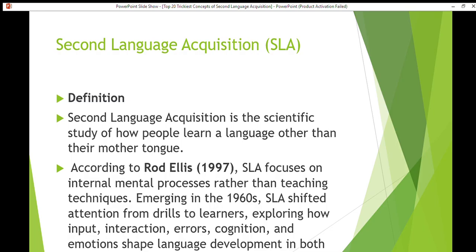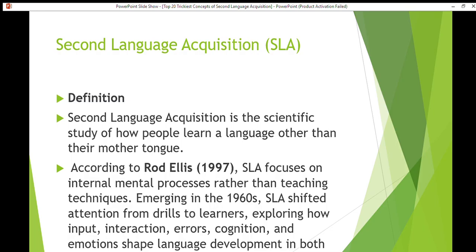Second language acquisition means learning a language that is not your first language. For example, when a person whose first language is Urdu learns English, this process is called SLA. It is not just about memorizing words or grammar rules. The brain slowly learns the language through listening, speaking, reading, and writing. People learn at different speeds, and making mistakes is a normal part of SLA.